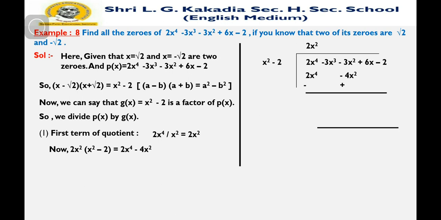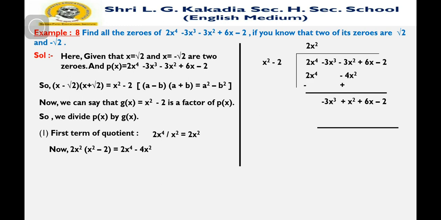Now we do the subtraction. 2x raised to 4 minus 2x raised to 4 is equal to 0. The term minus 3x cube is not present in the product, so we put it as it is, that is minus 3x cube. Then minus 3x square plus 4x square is plus x square, plus 6x, and minus 2 are the remaining terms, so we put them here. Now minus 3x cube plus x square plus 6x minus 2 is the new dividend.